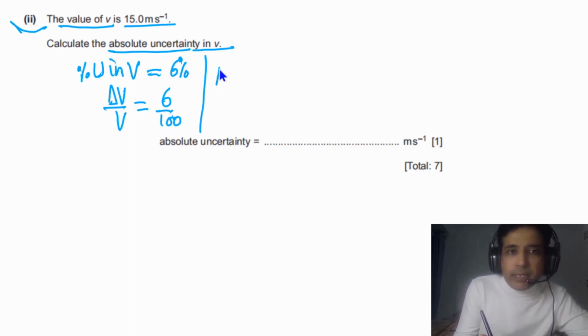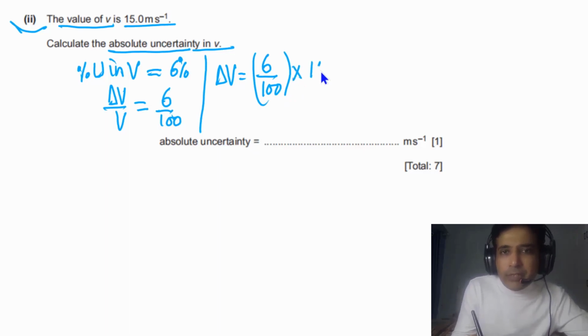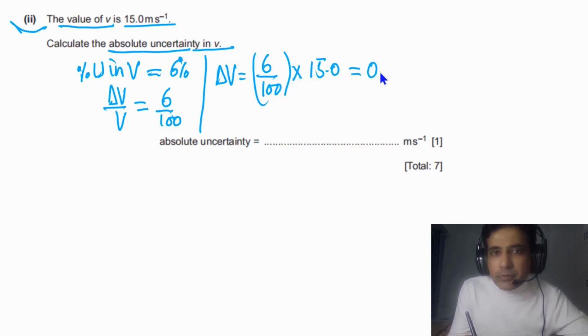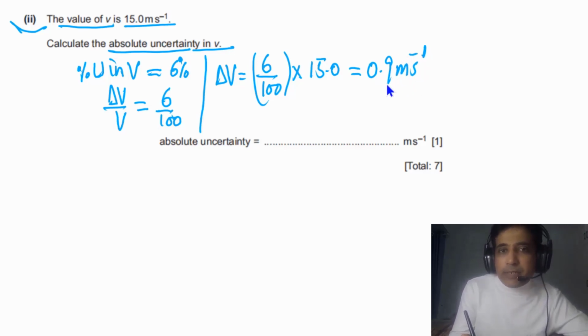Now the question is asking us to calculate delta V. So delta V simply will be equal to 6 divided by 100 multiplied by V, and V in this case is equal to 15.0. If we solve this, our final answer will be equal to 0.9 meters per second if we use only one SF. Up to one SF, our answer will be 0.9.